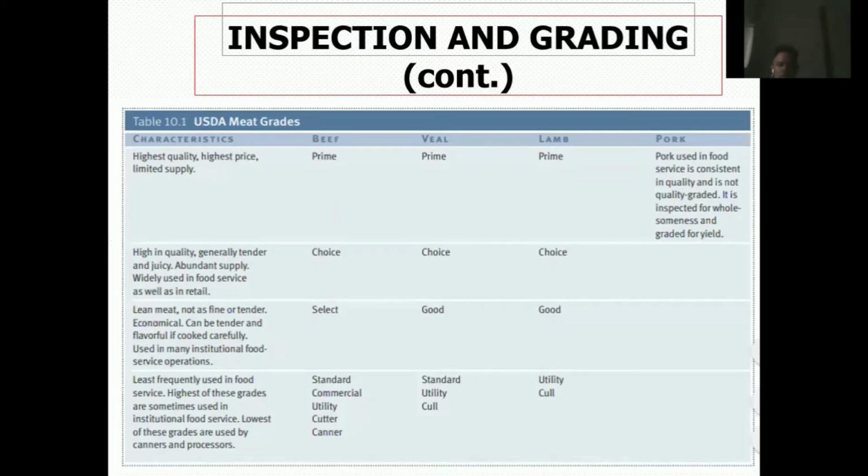The grade is stamped on the meat, both grade and inspection marks. Inspection marks are stamped with harmless vegetable dye. Lamb, veal, and beef are graded with some grades, with one exception. Veal and lamb have the same grades, with select for the beef. And pork is not graded because the meat is more uniform and consistent in quality.